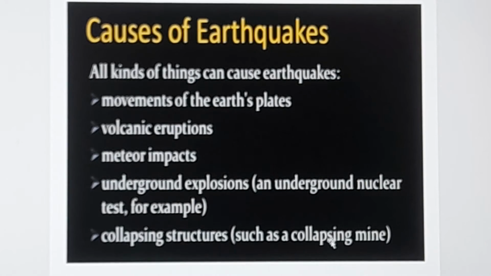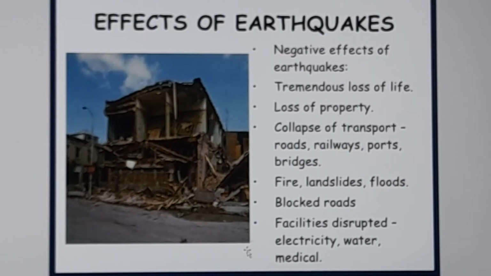Let us see what are the causes of earthquake. Earthquake is caused because of various reasons. Movements of the earth's plates. So continuously the plates in the earth keep moving, and because of volcanic eruptions also earthquakes may be caused. Meteorite impacts also. Underground explosion. This is a human-made explosion. Similarly, sometimes collapsing structures also may cause earthquakes.